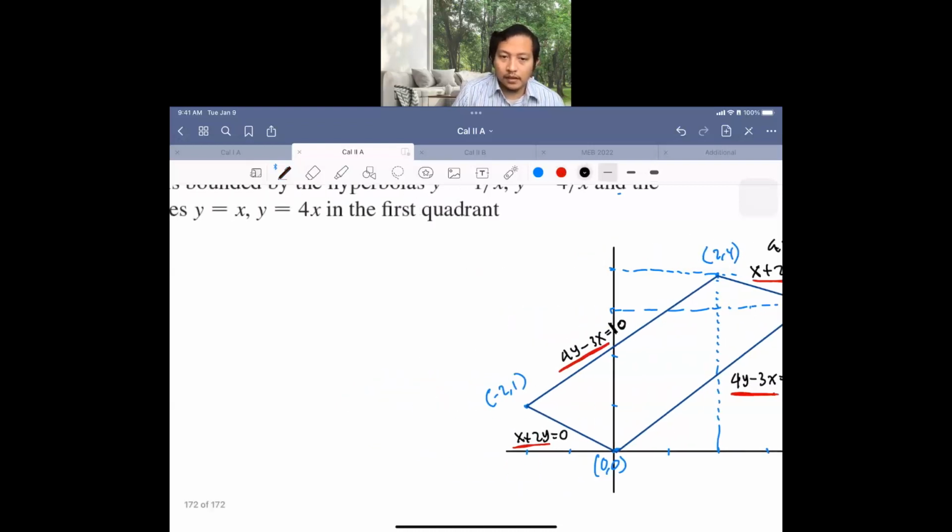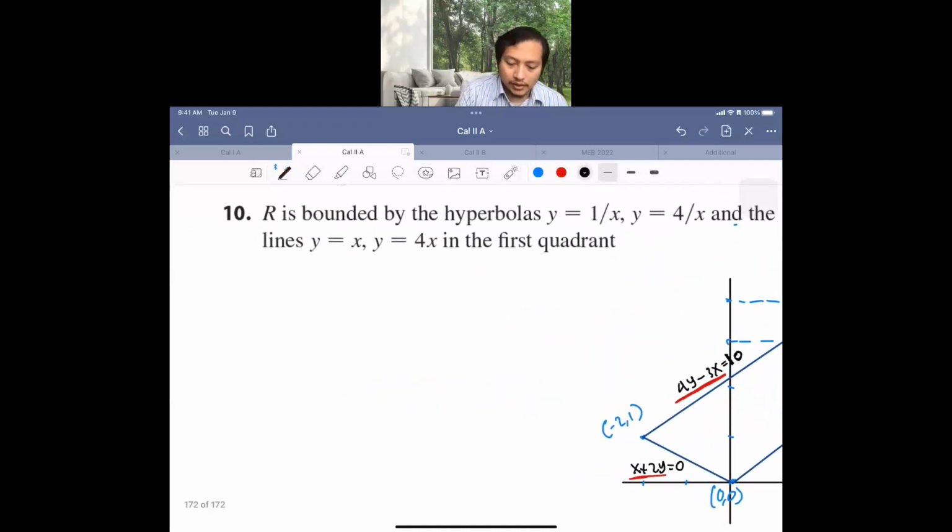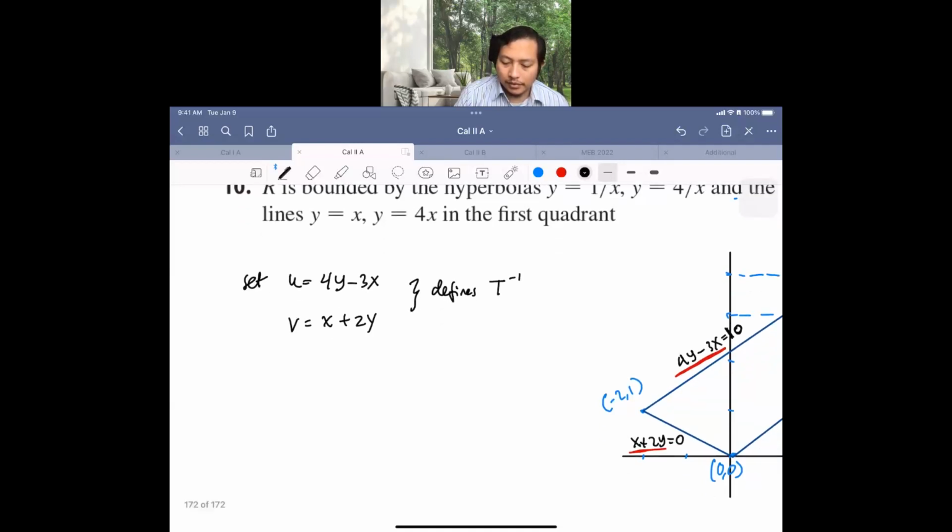So we can set u as 4y minus 3x, and v as x plus 2y. And by setting this, we define the transformation T inverse, right? That maps the R to S, right? Okay.